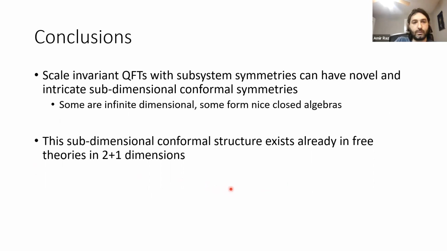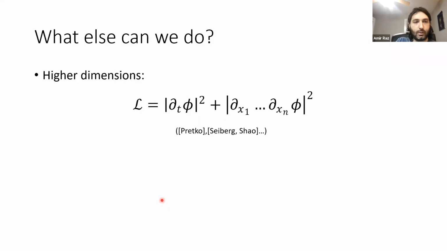We can always go to more dimensions and look at other theories with similar structures. So maybe I'll talk a little bit about what else we can do. One thing we can always do, like I said, is go to higher dimensions. For example, we can take more spatial derivatives, up to n, and do the same exact thing. Again, this would have some sort of subdimensional conformal structure, acting on any time and any plane coordinate.